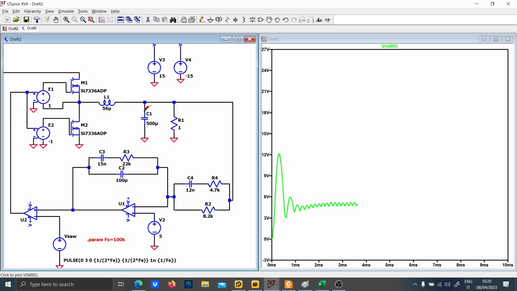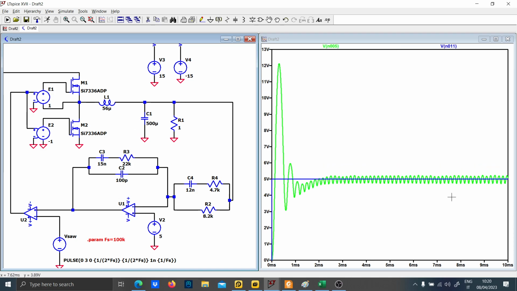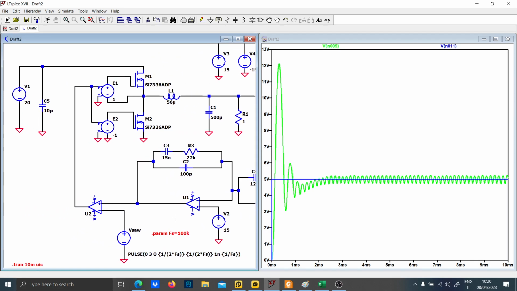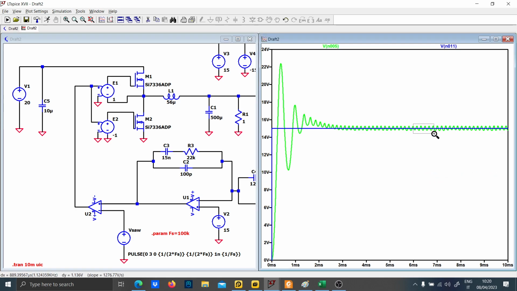So let me just put a 1 ohm load. Let me play a little bit with the reference. As you can see, it follows the reference quite well, and if I put 15 volts as a reference voltage, you see that it will follow the reference smoothly, as a buck converter actually should.